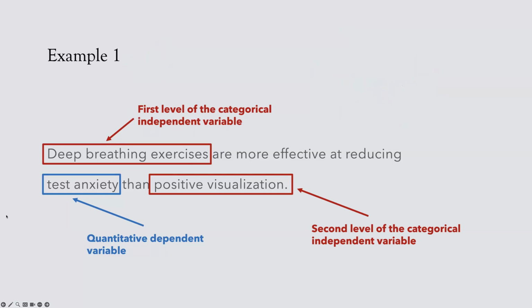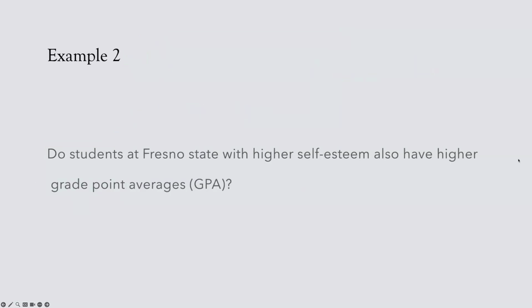All right, so our next example. Do students at Fresno State with higher self-esteem also have higher grade point averages, or GPAs? Just as a reminder, students is not a variable. That is just our population of interest and our sample. But we want to find our variables. So we can see higher self-esteem. This is our first quantitative variable.